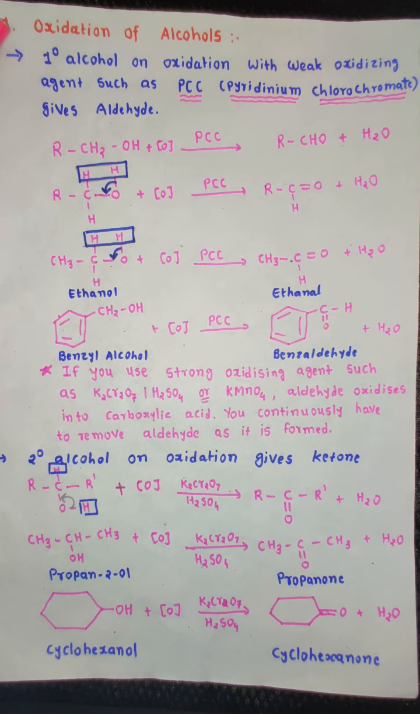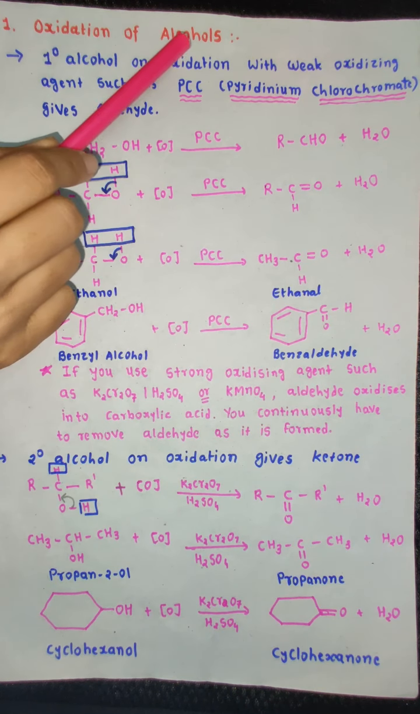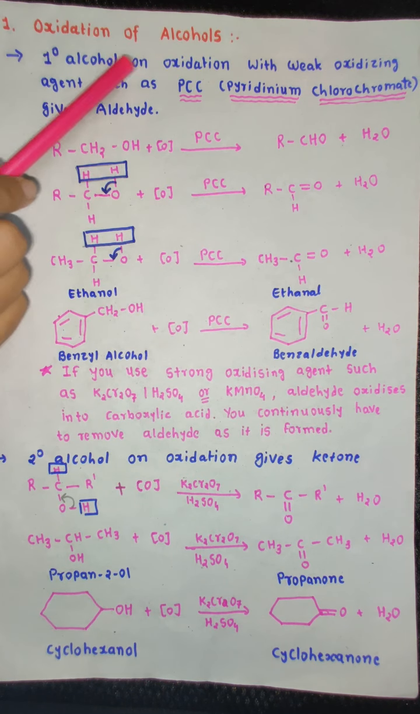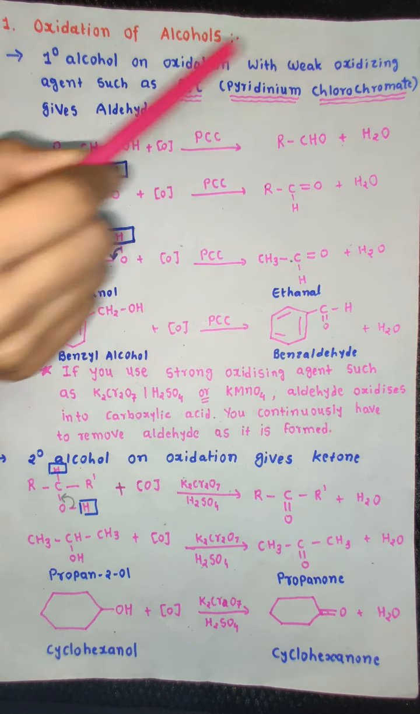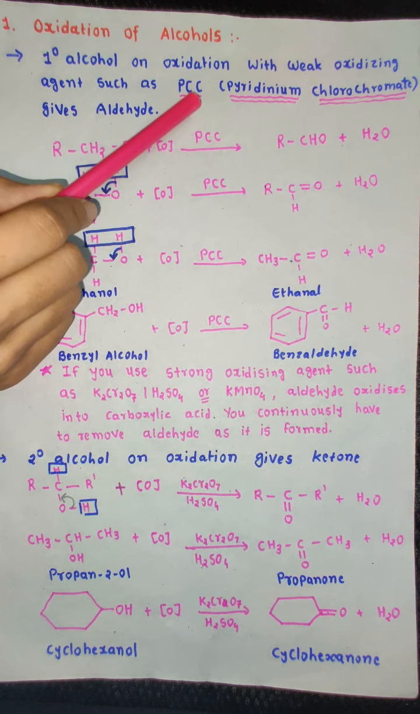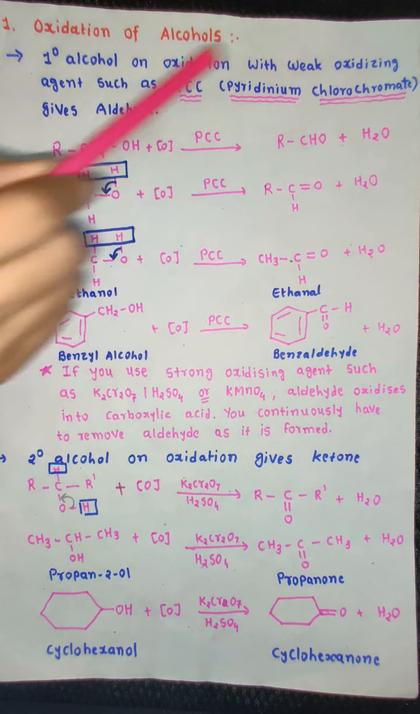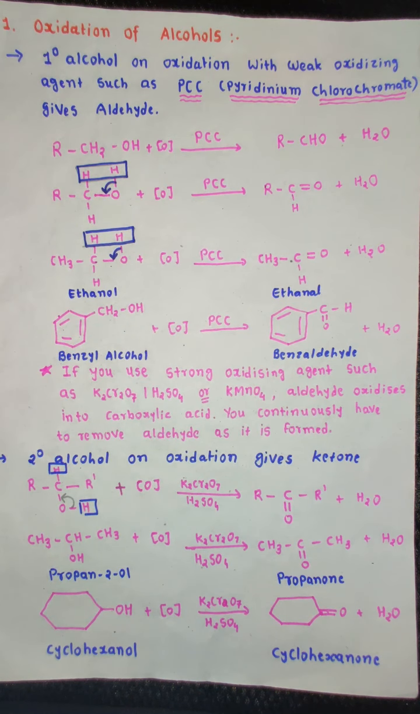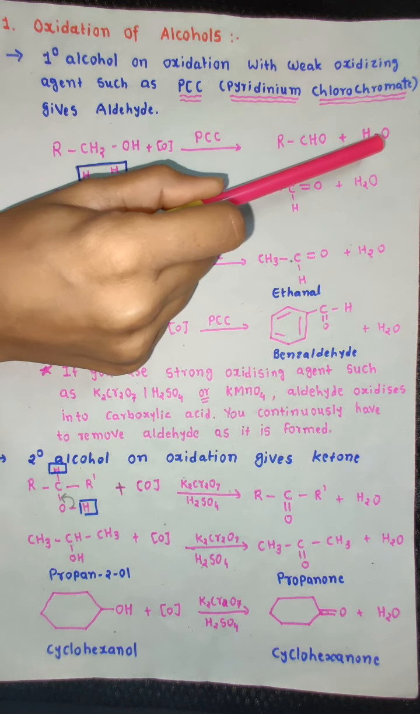Now let us see the first preparation method, which is oxidation of alcohols. Primary alcohol on oxidation with weak oxidizing agent such as PCC, which is pyridinium chlorochromate, gives aldehyde. This particular reaction you have already learned in your chapter number 11, that is alcohols, phenols and ethers. See, this is the equation. RCH2OH on oxidation with PCC is giving me aldehyde plus water.